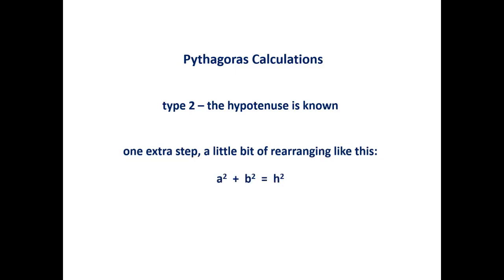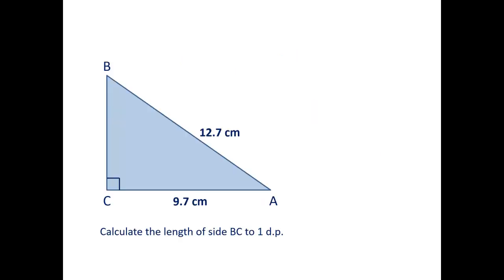We're going to use Pythagoras' theorem like that. A squared plus b squared equals h squared. But we're going to know h squared and one of a squared or b squared. So we're either going to have to move b squared over like that, or we might have to move a squared over like that. Anyway, it's easier when we do an example, so let's have a look.